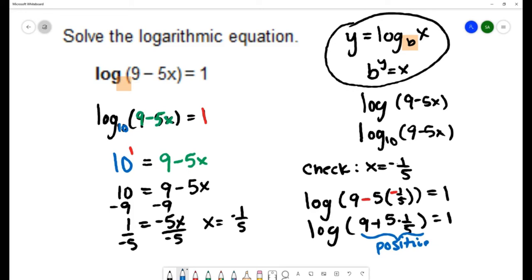Now we can take the log of positive numbers. The log of negative numbers is undefined. The log of 0 is undefined. So because we have the log of a positive, we're going to be able to keep that solution of x equals -1/5. So that is the solution to our log equation.